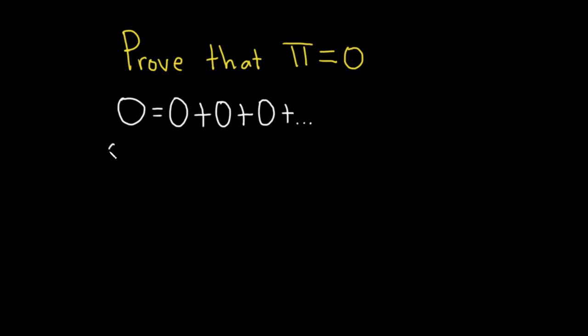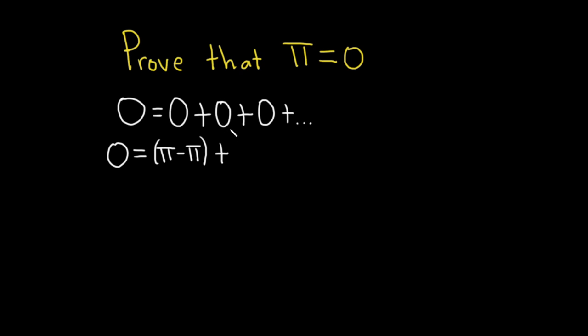In the next step, we can write this as zero equals, and then note that zero is the same thing as pi minus pi. So zero is pi minus pi, because pi minus pi is equal to zero. So if you subtract pi from itself, you're going to get zero. Then we have this plus sign here.